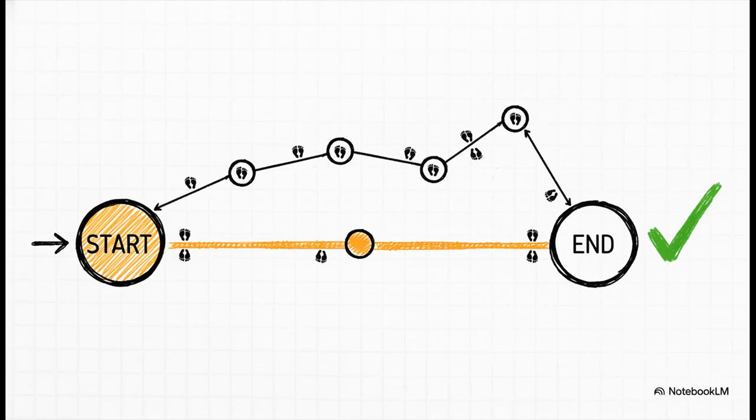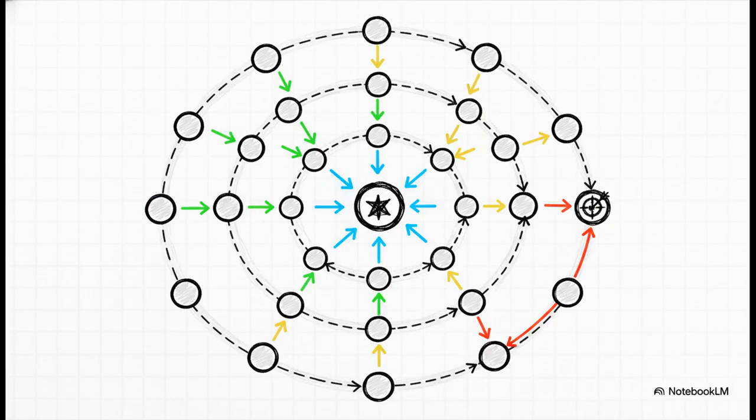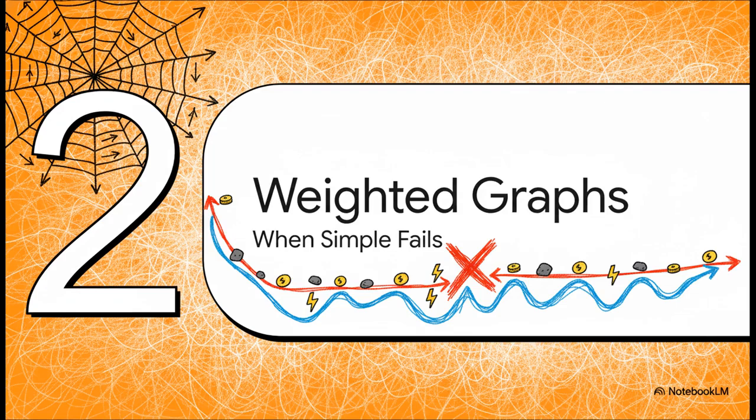Simple as that. And the perfect tool for this job is something called breadth first search, or BFS for short. Think of it like dropping a stone in a pond. The ripples spread out, right? BFS explores the graph just like that, in these radiating circles, one level at a time. So it checks all the paths that are 1 step long, then all the paths that are 2 steps long, and so on. Because of that, the very first time it hits the destination, it's guaranteed to have found the path with the fewest possible edges. But, of course, the real world is almost never that simple.